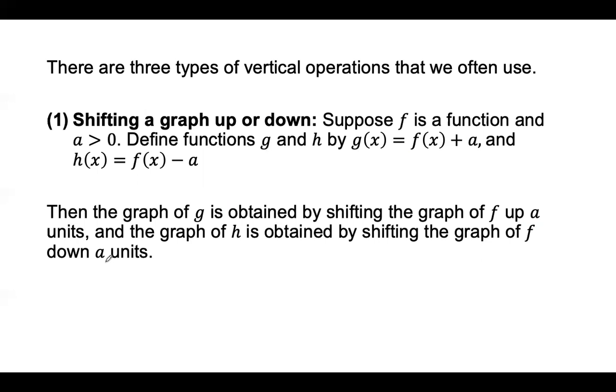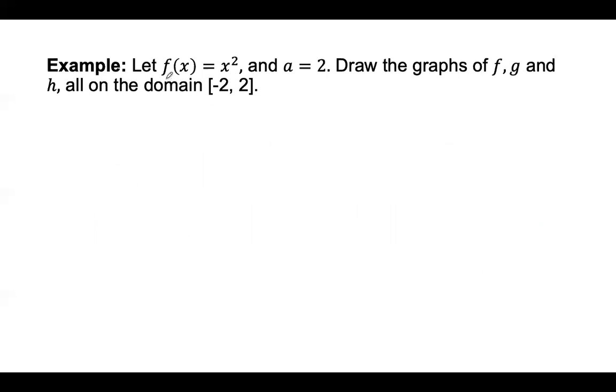So let's look at an example. Suppose you have, again, x squared and a is 2. Draw the graphs of f, g, and h on the domain -2 to 2. So again, we draw that function, but this time it goes from -2 to 2. So we know, let's say -2 is here, -1, 0, 1, 2.